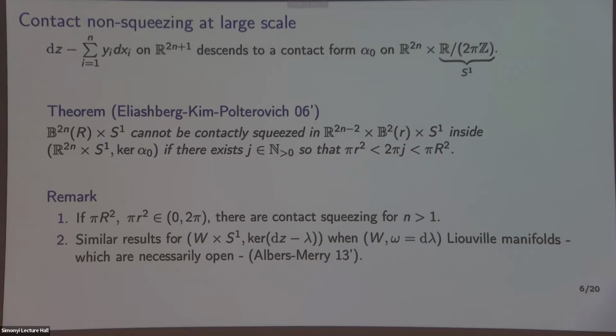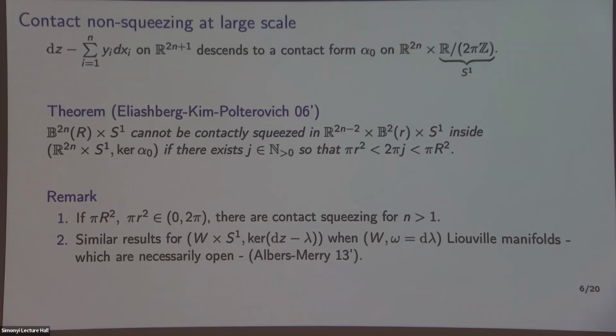Okay. And so some remarks. A first difference with symplectic geometry is that we have a more restricted definition of what we call squeezing. And also here there is this 2 pi that we didn't have in symplectic geometry. But this 2 pi actually is very important, because if you take pi big R squared and pi little r squared to be strictly less than 2 pi, then you can squeeze everything. So this 2 pi here is important.